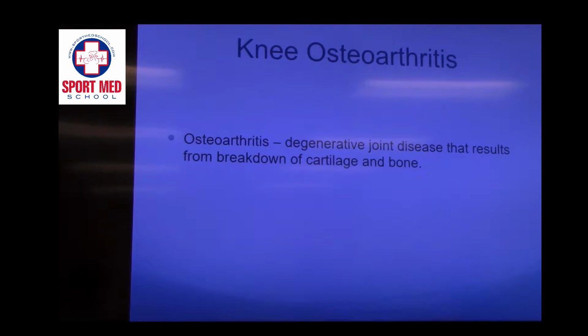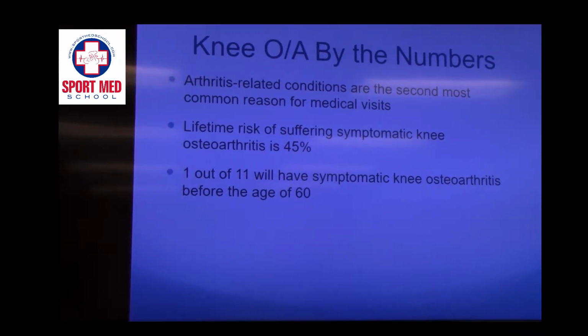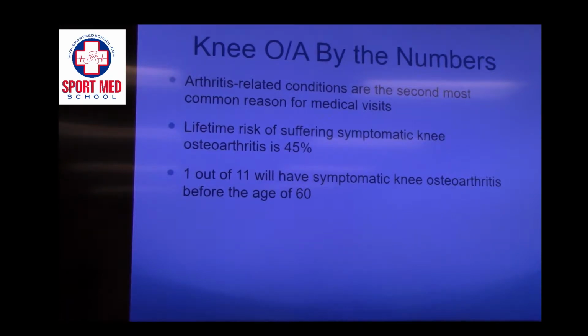So osteoarthritis is defined as a degenerative joint disease that results in the breakdown of cartilage and bone. In terms of statistics, arthritis-related conditions as a whole are the second most common reason for medical visits. In terms of knee OA specifically, the lifetime risk of suffering from symptomatic knee osteoarthritis is about 45%, so 1 in 2 people. And then 1 out of 11 will have symptoms come up before the age of 60.